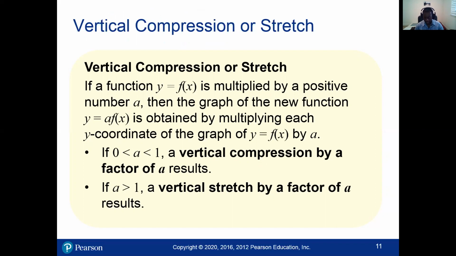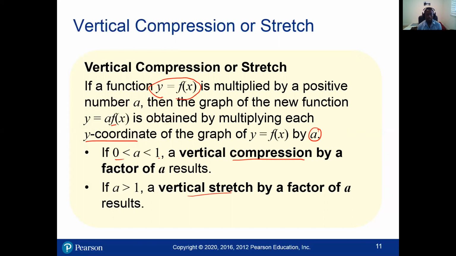Right. So here, if you have a basic function, and then you want to draw a new function, which is a times that function, where a is a constant, a number in front of that, this is obtained by multiplying every y coordinate of the graph of the basic function by a. Okay. So if your a is a number between 0 and 1, this is a vertical compression.